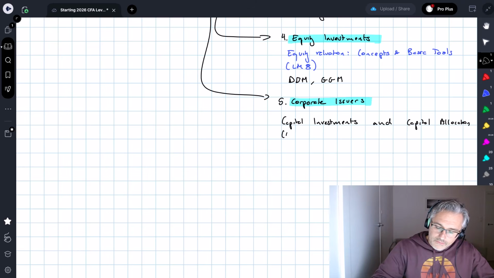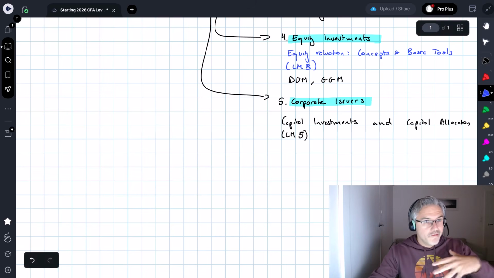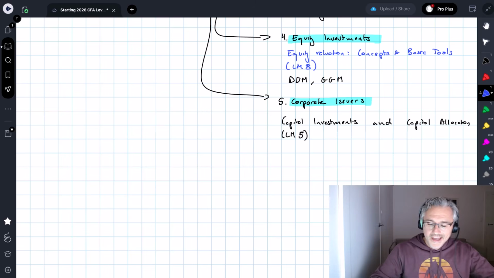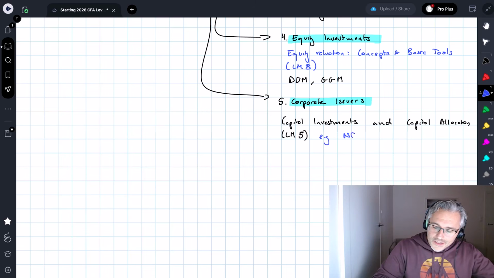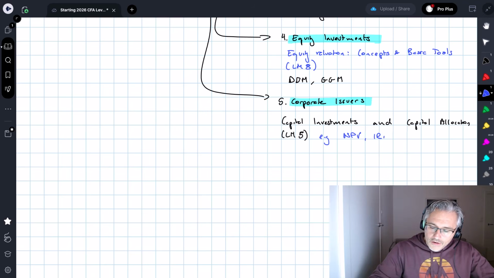This is learning module 5. So once again, not at the very beginning of the relevant topic area, but very important. I think it should be at the beginning. This is where you'll get to compute things like the NPV of an investment project, compute the IRR, the internal rate of return on a project.